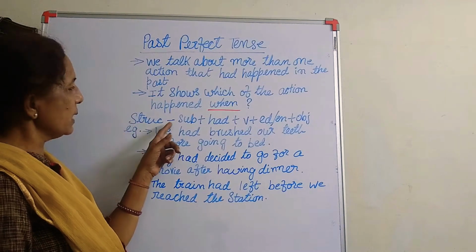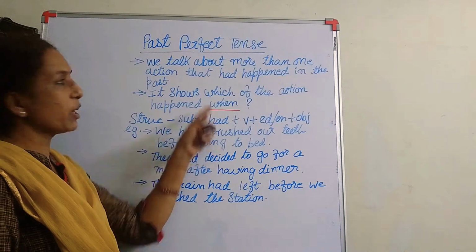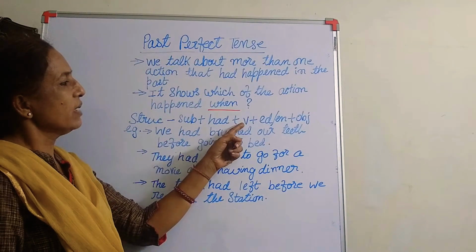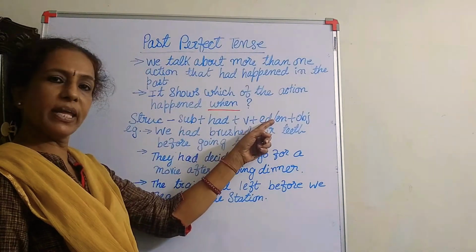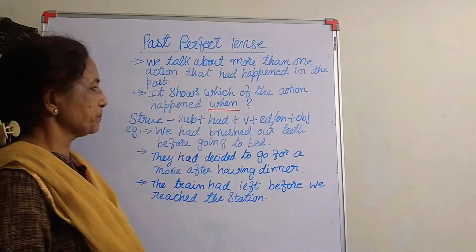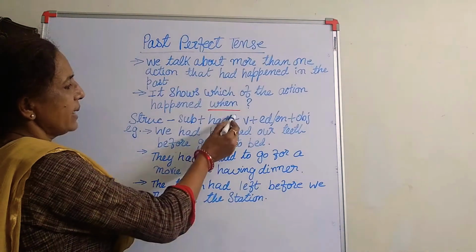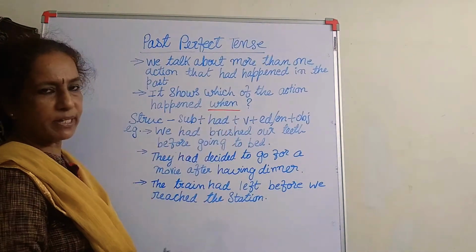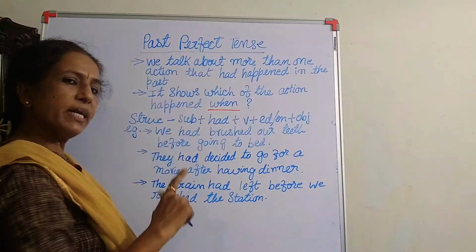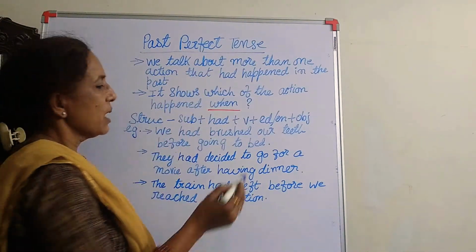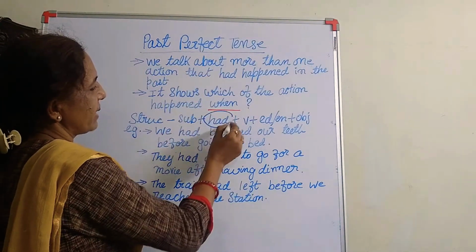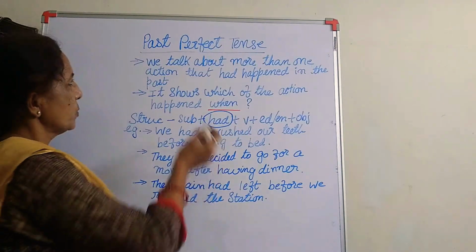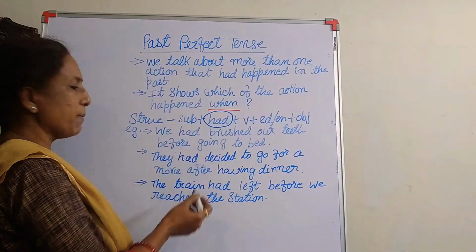Structure as it is: subject plus had, because this is past tense, and verb plus ed or en plus the object. It is the same as present perfect, only in present we have have and has, but the past tense of have and has is what? Had. So it indicates the past tense.